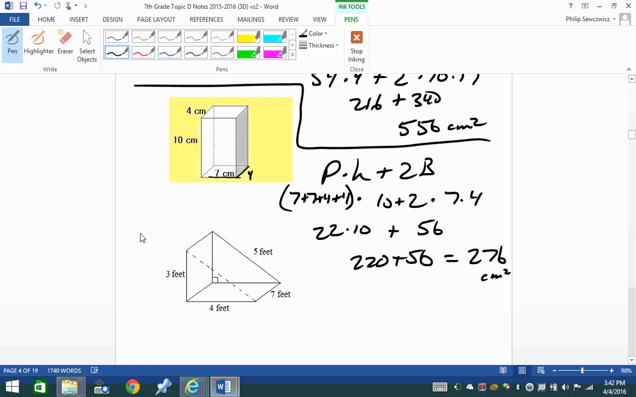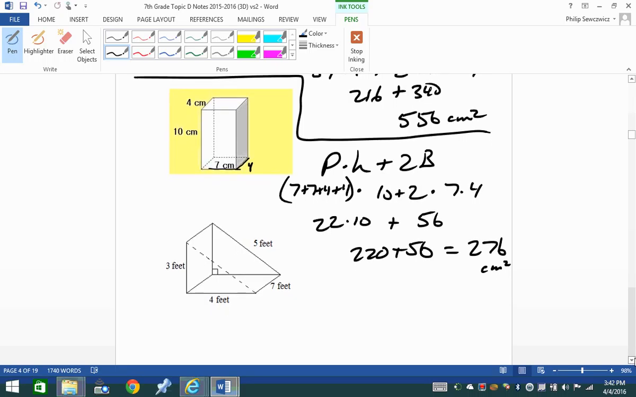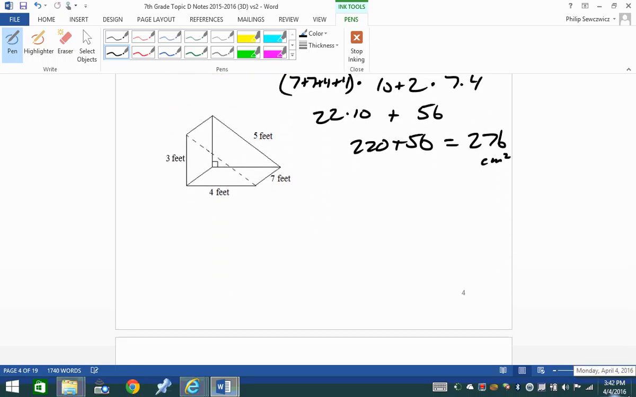Oh, my goodness. Okay, so the last one here, this one makes us do a little bit more work with it. Yes, it is a little bit more work. Now, the idea is what's the name of this shape? This is a triangular prism.